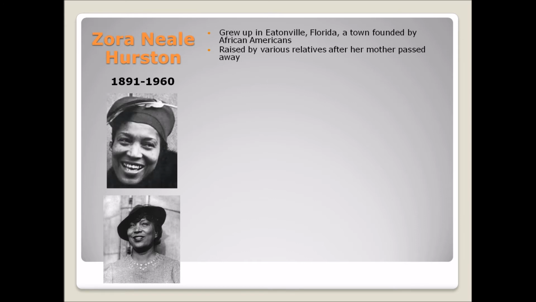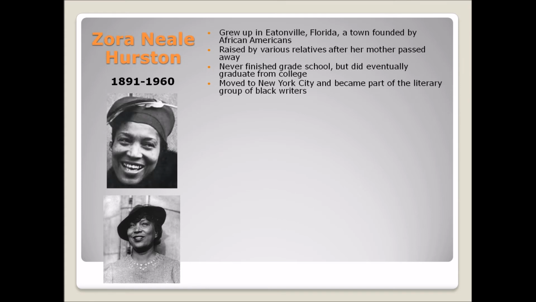Moving on, Zora Neale Hurston was another popular writer of the time. She grew up in Eatonville, Florida, which was a small town founded by African Americans. She was raised by various relatives after her mother passed away. She never finished grade school, but she did eventually graduate from college. She moved to New York City, and she became a part of the same literary group of black writers that Langston Hughes was also a part of.